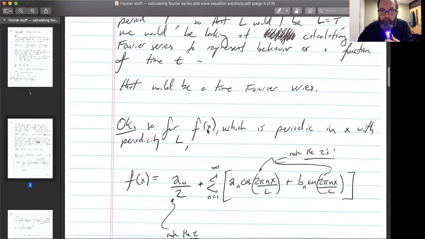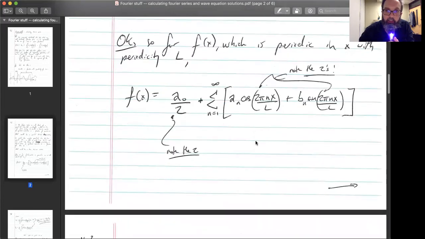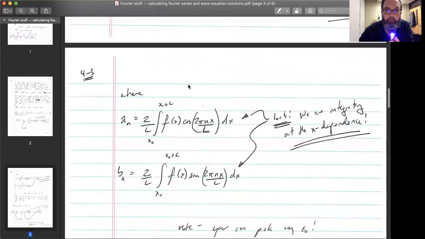Okay, so f of x, which is periodic in x with periodicity big L, can be written this way. F of x is equal to a naught over 2, and notice there's a factor of 2 here, plus the sum from n equals 1 to infinity, a sub n cosine 2 pi nx over big L, plus b sub n sine 2 pi nx over big L. And there are those 2 pi's I want, right? I was desperate to get the 2 pi's in there. Okay, and by putting my a naught over 2, I was able to simplify my rules for generating the a sub n's and b sub n's. This a sub n works for a sub 0 as well, and it didn't do that previously.